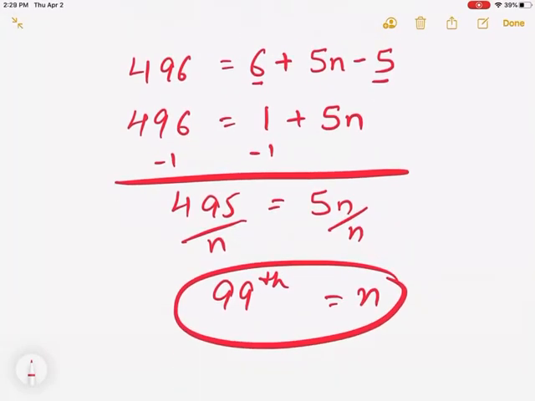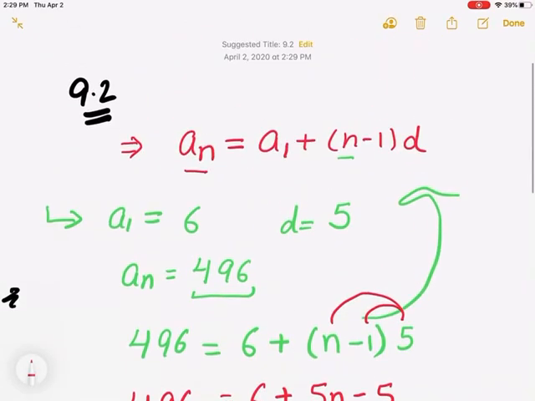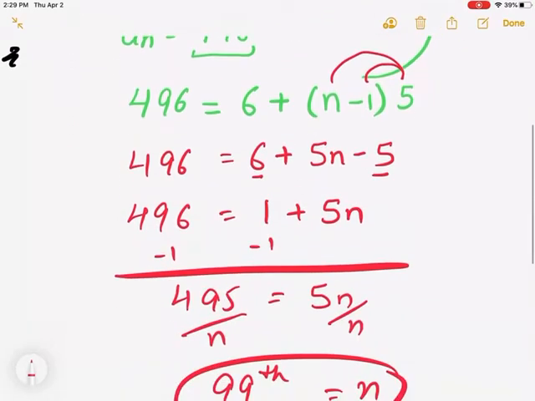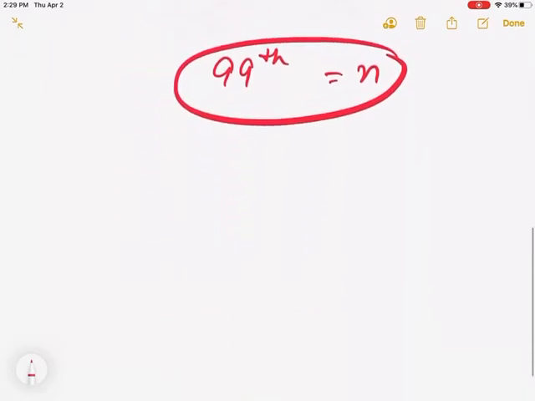So that's how we do it. I repeat, anytime there's something missing in the problem, you just have to use the explicit rule, plug in whatever you know, and solve for the missing piece. Okay, let me show you another example.